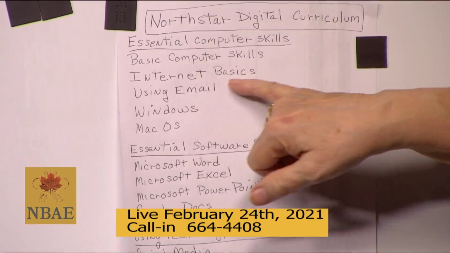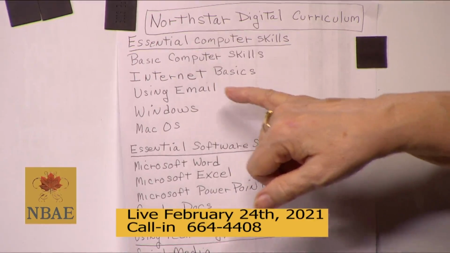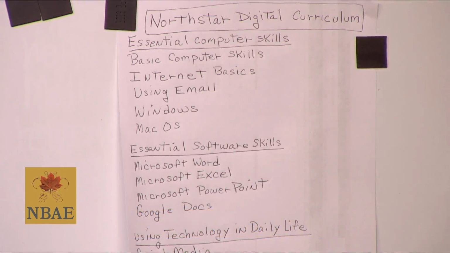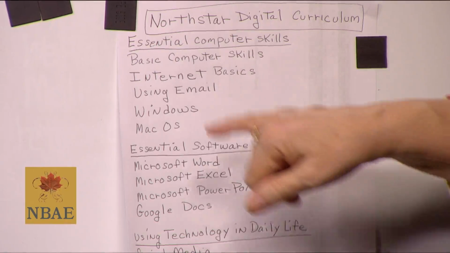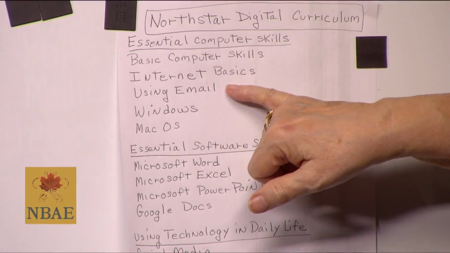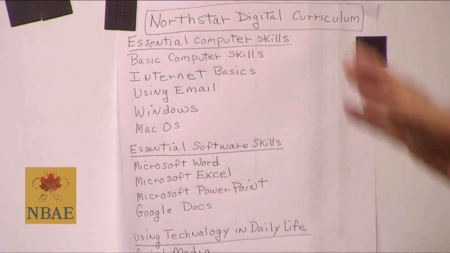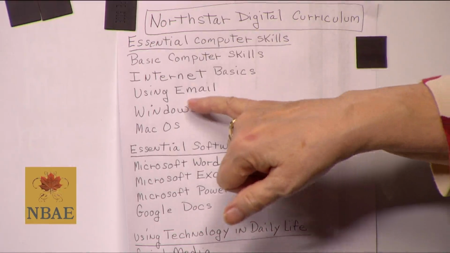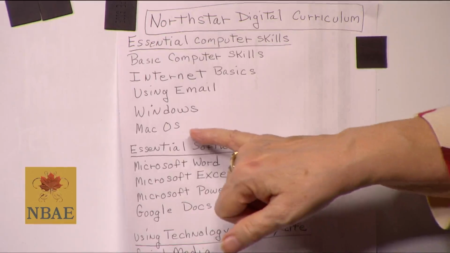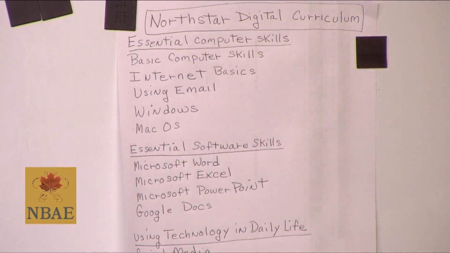The next one is about going on the internet to order things. And again, think of the things you'd have to do in a college situation or in a career situation. Every job you have, you're going to have to use a computer. Using email is another thing, the do's and don'ts and how-tos and which one's better, Yahoo or Google or all of that. And then the 2 systems, Windows for PCs, and Mac OS for the Apple computers.